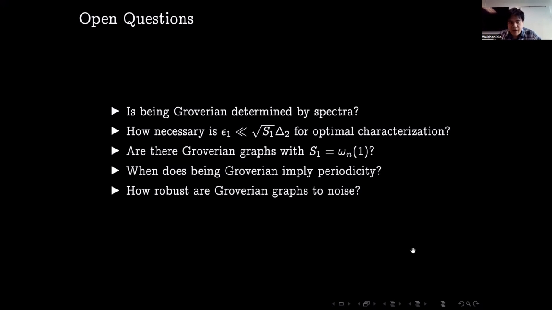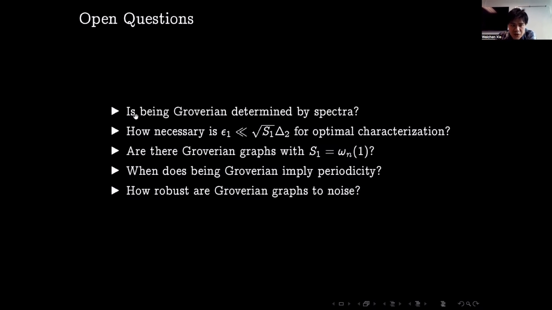So what we have is we generalized and improved the known result from Chakraborty et al. But still, we are not solving the whole problem, because the whole problem is to find whether there is a general characterization for the graph being covariant, and we can only find the covariant graph under some family of graphs, under the condition epsilon 1 is more than the square root of S1 times delta 2.